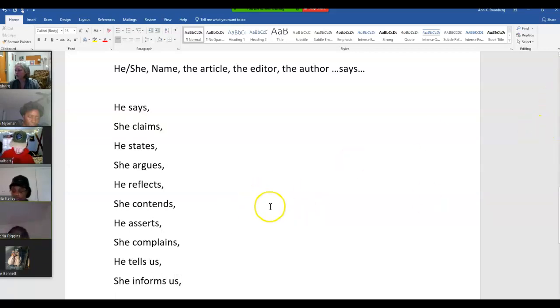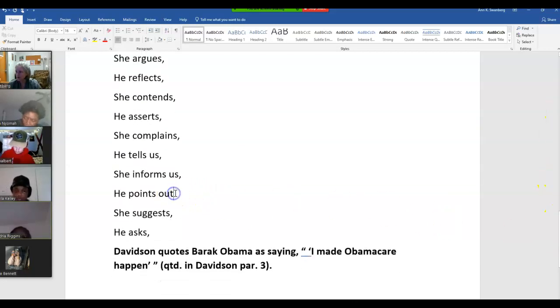We've got a lot to choose from. She complains, he tells us, she informs us, he points out, comma, quote. So I want you to have this little bank of these phrases, and you can use other ones, right? Suggests, asks, tells us, informs us, points out, contends, asserts, argues.